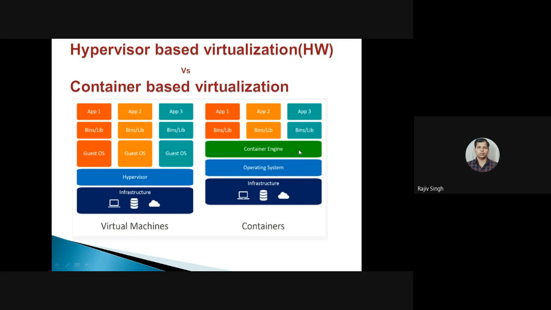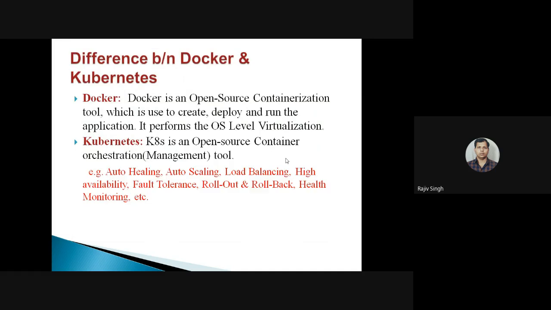Here, what is a container engine? Container engine could be Docker, it could be Rocket, it could be anything else. So Docker is what? Docker is a containerization tool. With the help of Docker, we can create a container, we can delete a container and all. But Kubernetes is what? Kubernetes is a container management tool.